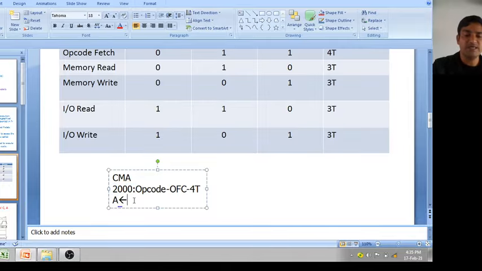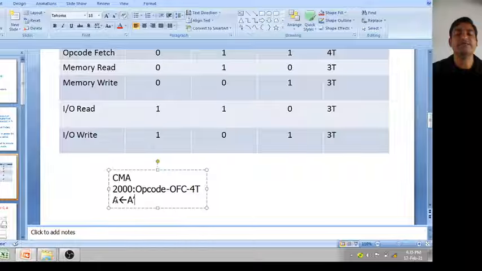Then what is the function of this? A dash, it is performing the complement of the accumulator and storing it again in A. Data is not coming from memory or an input output port, or going from the microprocessor to memory or an output port. So again there will be only one machine cycle, opcode fetching, and 4 T states are required.